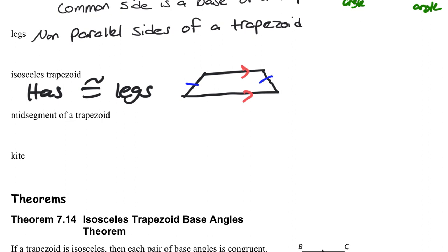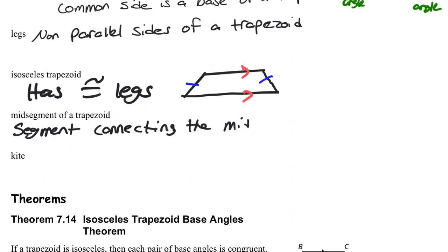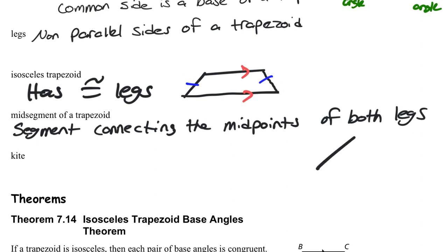And then the midsegment of a trapezoid is like the midsegment of a triangle. This is a segment connecting the midpoints of both legs. So a quick little picture here. Draw a trapezoid. Try to make this a little cleaner.